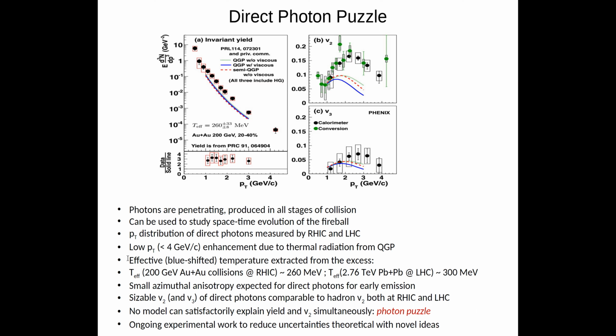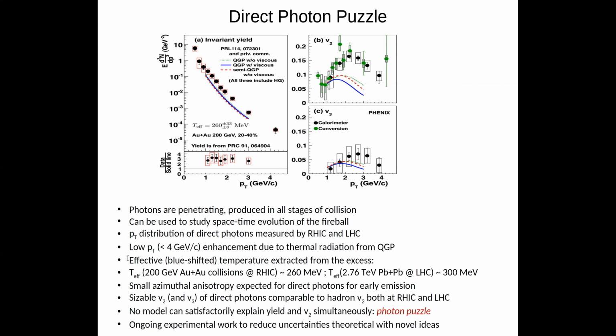Decay photons are not interesting. Decay photons are mostly the photons which come from the decay of pi zero going to gamma gamma. So they are basically background. But what is more interesting to us are the direct photons. There are different categories of direct photons also, but let's not go into that.